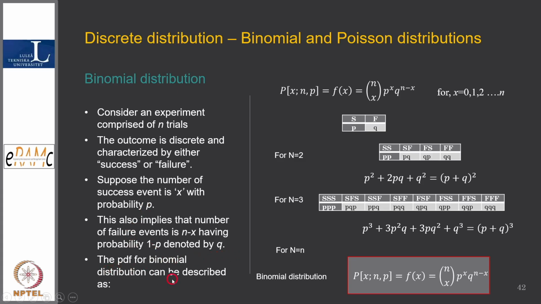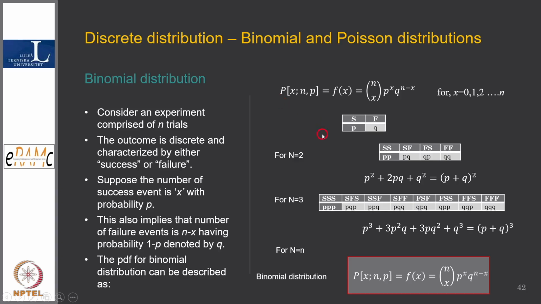Okay. The PDF for the binomial distribution can be described as follows. We said the probability of x successes, where n is the population and P is the probability for each event. So the PDF can be given by n choose x, and the probability of x successes. Probability P is associated with the success, and failure is associated with n minus x.